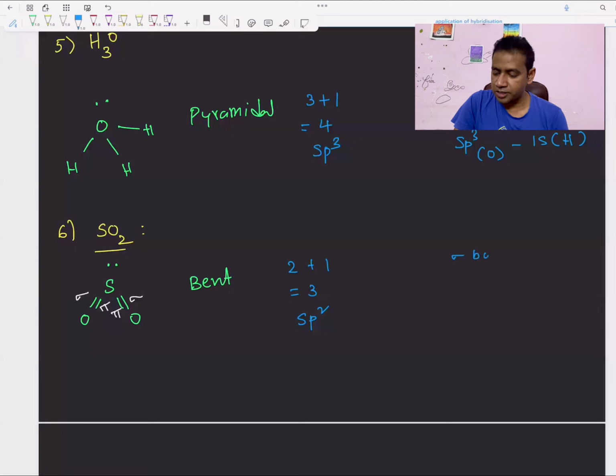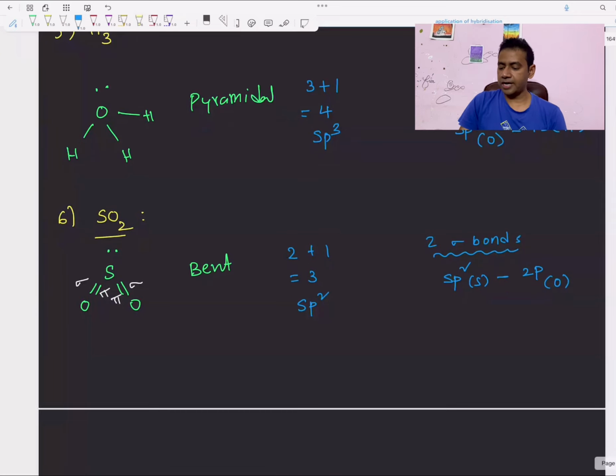Now let us talk about sigma bonds. There are two sigma bonds. Each sigma bond is formed from an sp2 hybrid orbital of sulfur overlapping with, please note that in the oxygen atom in its ground state there are two 2p atomic orbitals each having one unpaired electron. Therefore it overlaps with 2p of the oxygen atom, and there are two such sigma bonds. In addition to that we have two pi bonds. Now where do we get these two pi bonds?